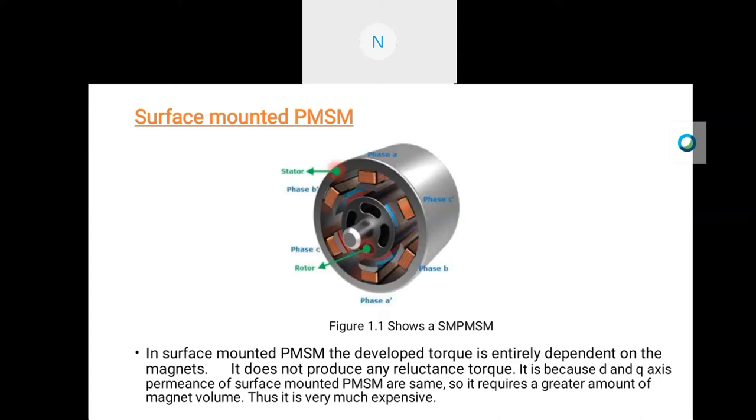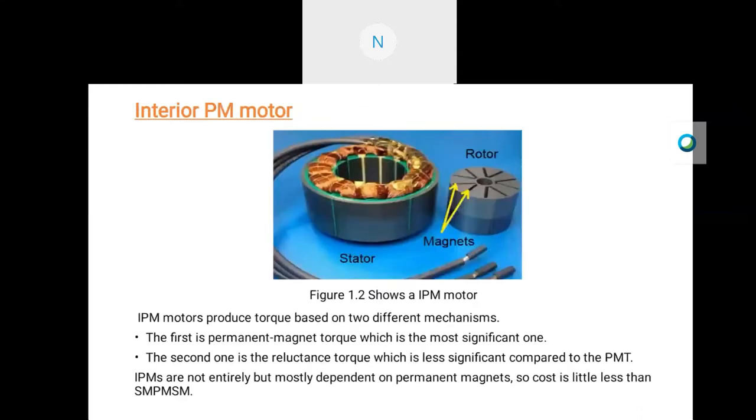And there is another problem, that surface mounted motors work in a very small speed range. It does not provide a huge speed range. These are some problems, and I will explain them in the next slides. Then next comes the interior permanent magnet motor in the next slide.